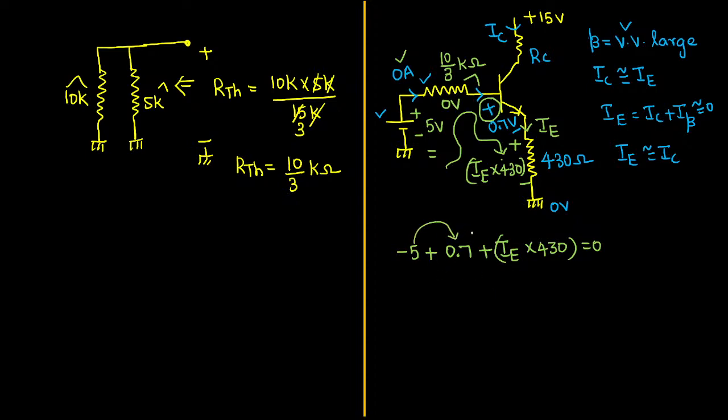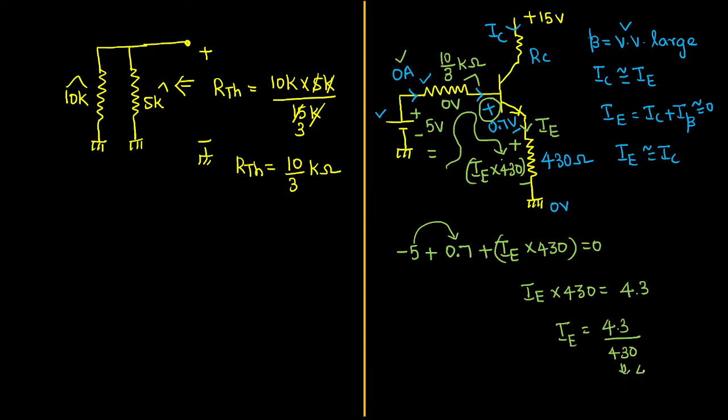If I pass that minus 4.3 to the right hand side, then it will become IE into 430 equal to 4.3. So from this I can take the value of emitter current IE is equal to 4.3 upon 430. Now what we are going to do? Nothing. In order to cancel this value, so I am writing like this. See, in the denominator we have 430.